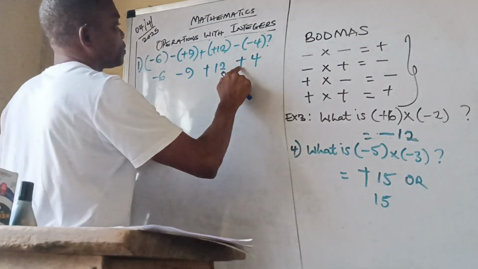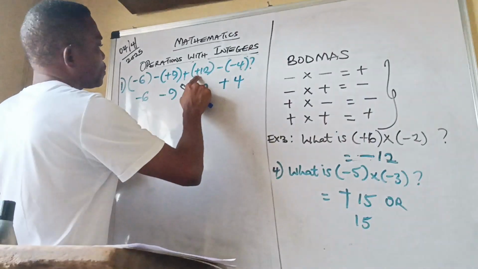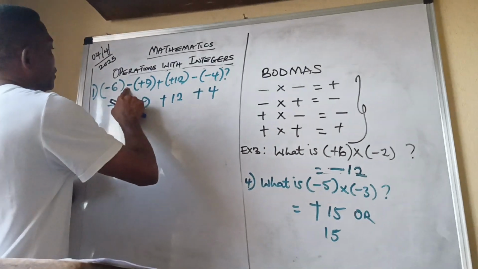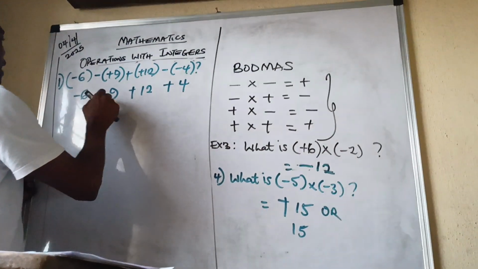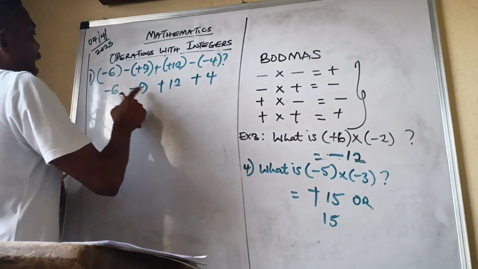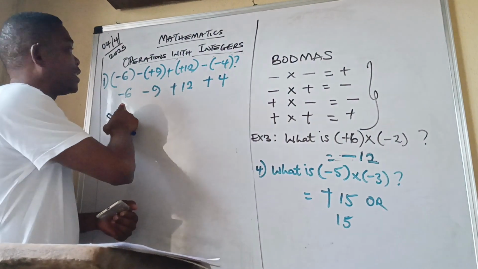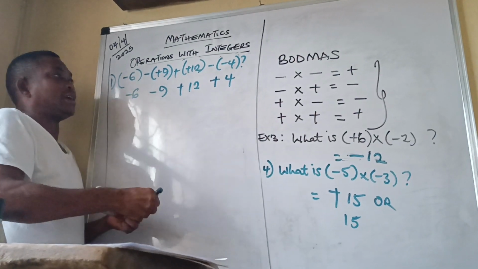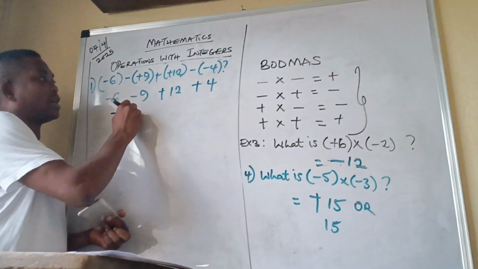Minus times minus is plus. Then I bring down my 4. Plus times plus is plus. I bring down my 12. Minus times plus is minus. I bring down my 9. Then the last one is minus 6. So minus 6 minus 9. I am owing Taiwo minus 6, and at the same time, owing Kehinde minus 9. How much am I owing altogether? I'll be owing minus 15 altogether.